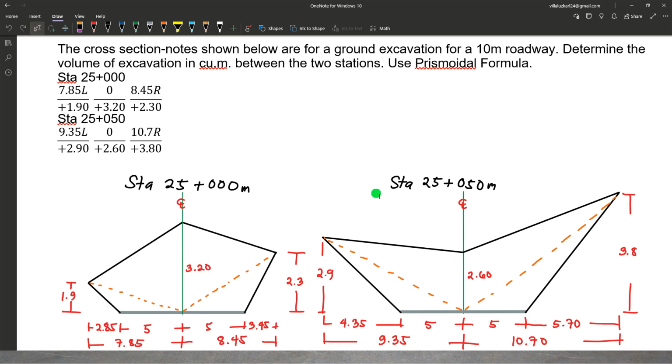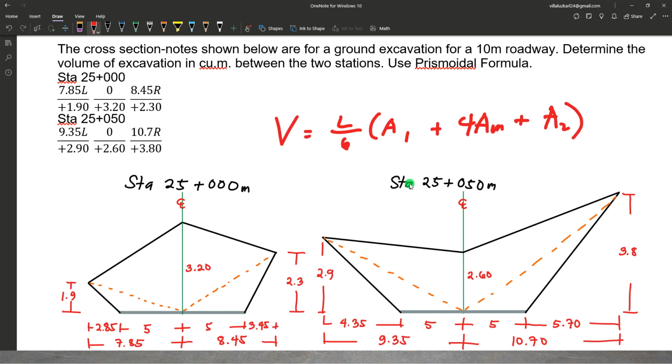Make sure that you have complete dimensions on each cross section, and we will use it in determining the area. Now, for the prismoidal formula, as we recall, that's L over 6 times area 1 plus 4 area mid plus area 2, added for the volume. So it is required that we have the area at the middle.